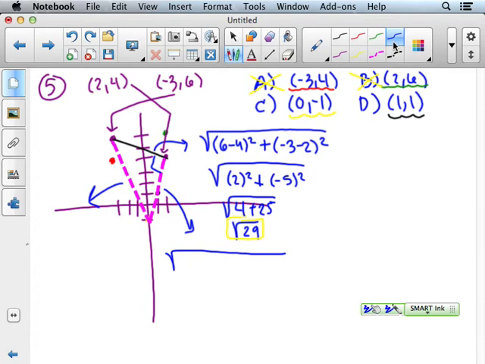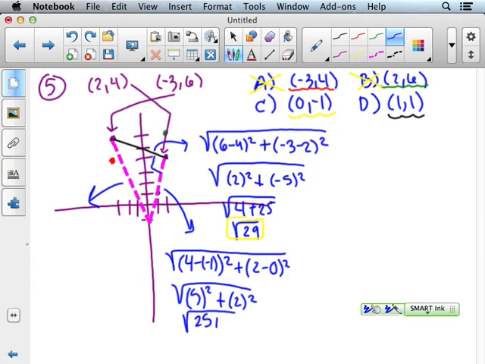My other leg over here is going to use this point and this point, 0, negative 1. So I'm going to say 4 minus negative 1 squared, plus 2 minus 0 squared. So 4 minus negative 1 is 5, so 5 squared plus 2 squared. We're going to end up with the same thing, 25 plus 4, square root 29. So this leg also measures square root 29.